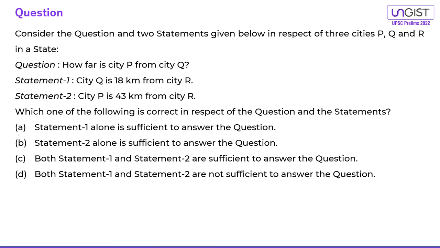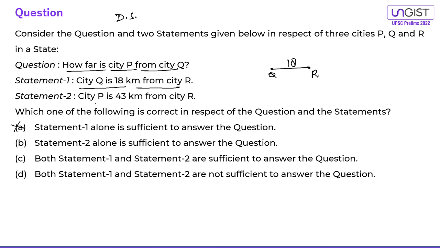Next question is from data sufficiency. Consider the question and two statements given below in respect of three cities P, Q and R in a state. The question is, how far is city P from city Q? Statement 1: City Q is 18 kilometers away from city R. From statement 1 alone, we can't say the distance between P and Q. So statement 1 alone is not sufficient to find the answer.